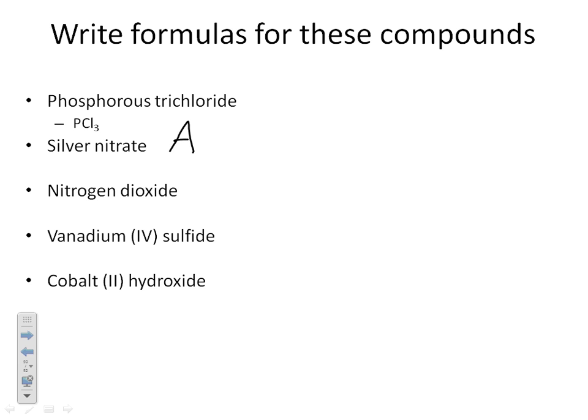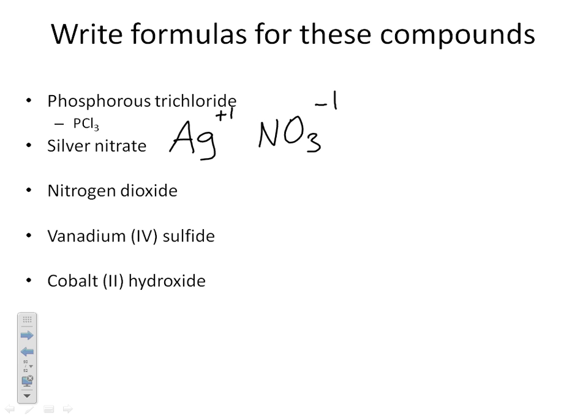Silver is Ag. And if you look on your reference table, you look up Ag, you see that Ag only has one possible charge. It's always +1. Nitrate. We need to write the formula and the charge. Nitrate, table E tells you, is NO3. Table E also tells you that the charge on nitrate is -1.